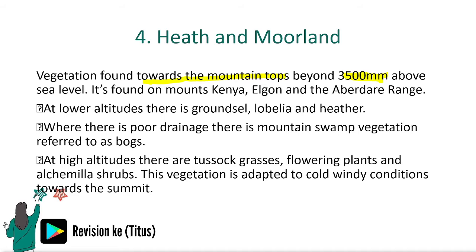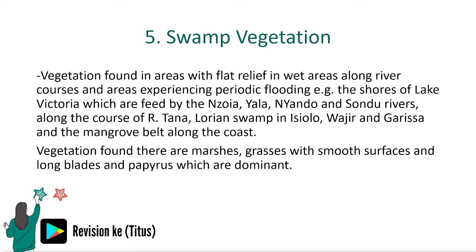So we look at swamp vegetation. This is vegetation found in areas with flat relief, in wet areas along river courses, and areas experiencing periodic flooding. These include the shores of Lake Victoria, which are fed by the Nzoia, Yala, Nyando, and Sondu rivers. Also along the coast, the River Tana, the Lorian swamp, Isiolo, Wajir, Garissa, and the mangrove belts along the coast. The vegetation found here are marshes and grasses with smooth surfaces and long blades, and papyrus which is dominant.